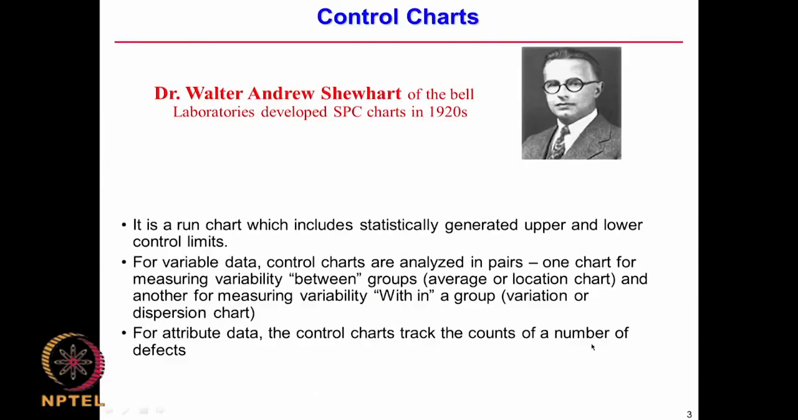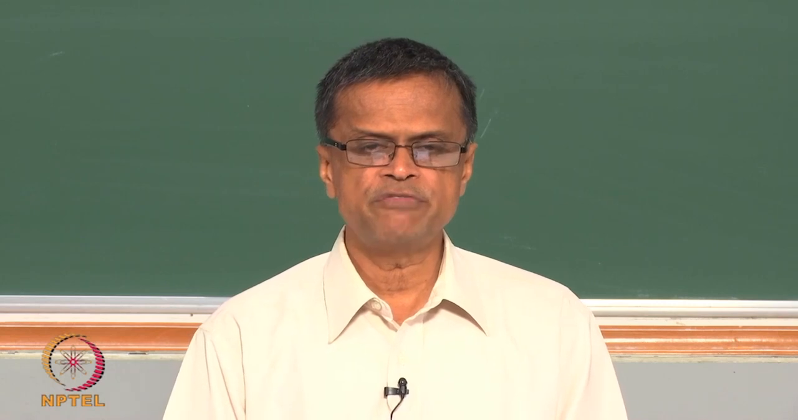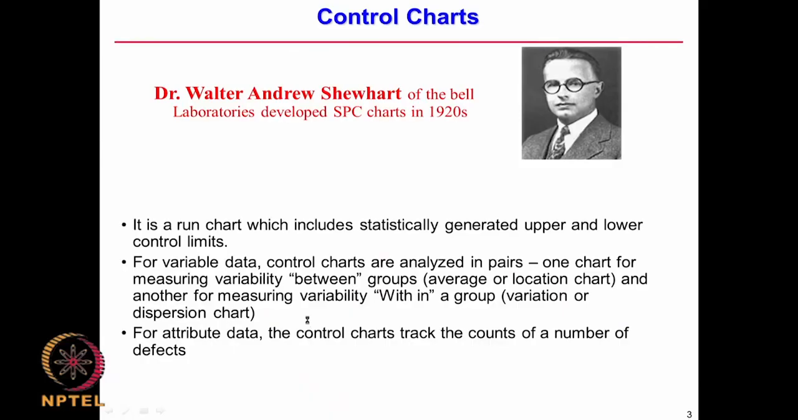A control chart tracks the number of defects. If I take 10,000 bolts every day and see how many defects there are, today I got 20, tomorrow I got 19, the day after tomorrow I got 18. So, I plot a graph where the x axis will be time and the y axis will be the number of defects, the attribute. So, these are various types of control charts which we can plot.